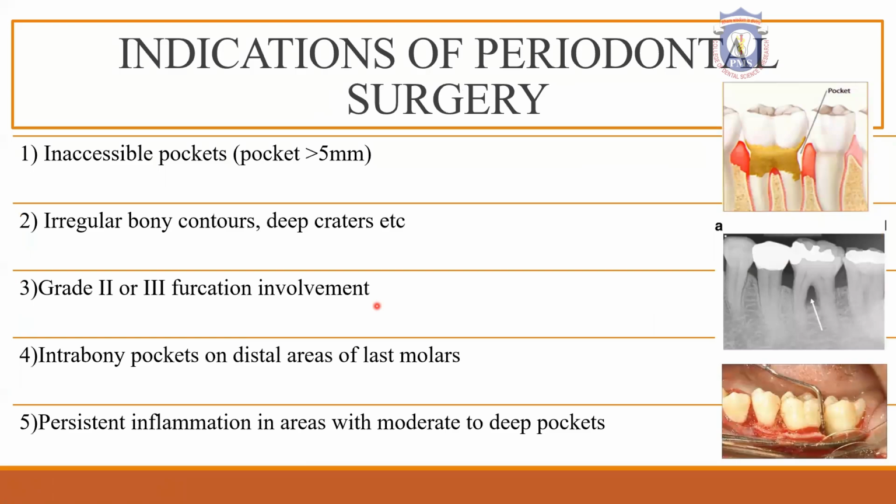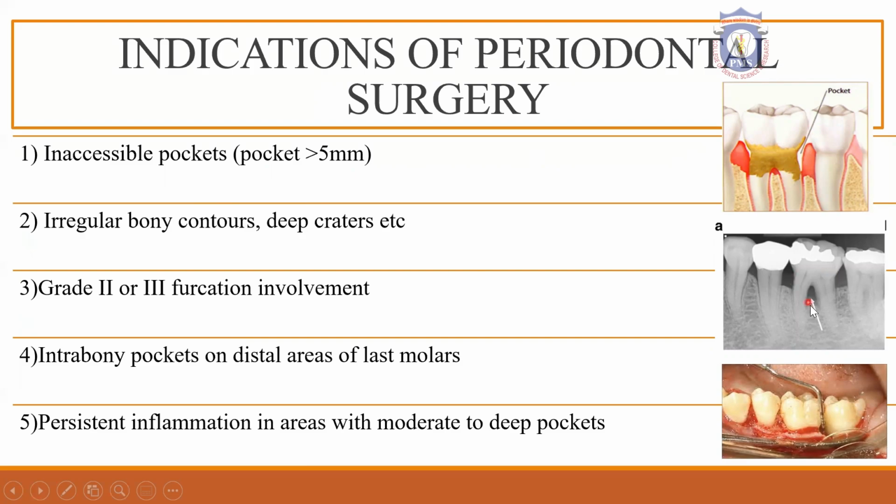What are the indications of periodontal surgery? Periodontal flap surgery is mainly done to eliminate periodontal pocket. So it's mainly done for inaccessible pockets, and a pocket becomes inaccessible when it becomes deep. Deep means more than 5 mm depth. Okay, so for deep pockets you can go for a flap surgery.